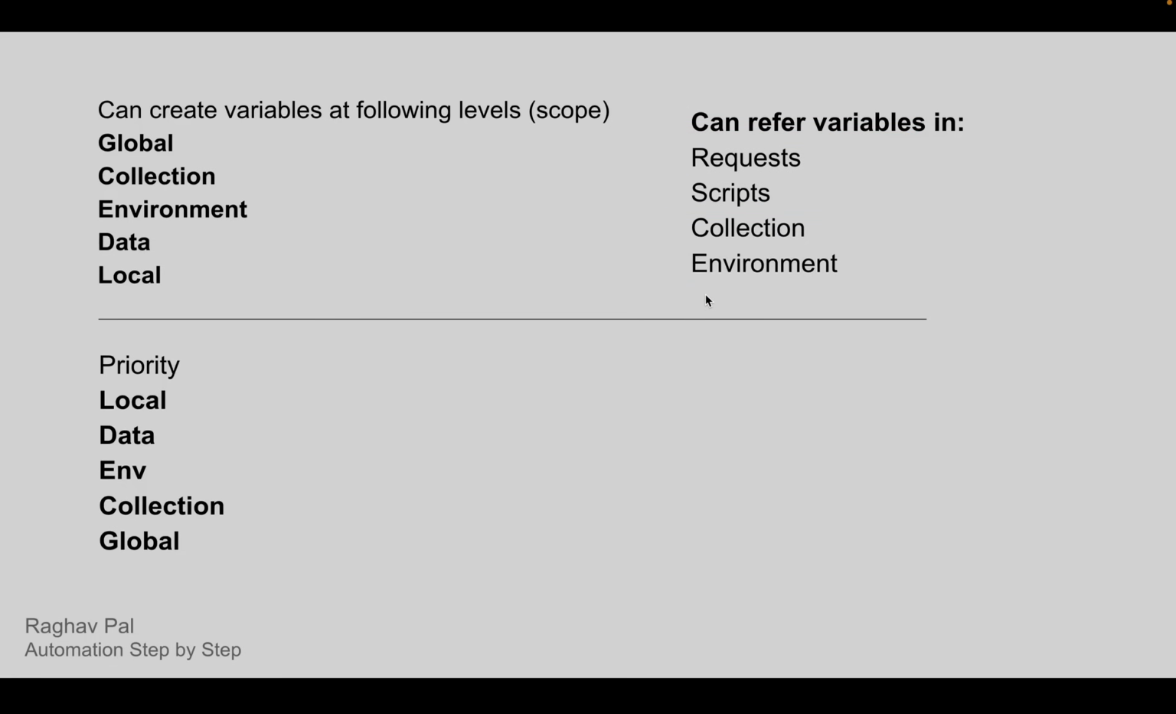And then these have priority as well. So for example, if you have variables created at different levels or scopes with the same name, let us say you have created a variable in environment by the name username, and you have also created a variable in collection by the same name username. In that case, the environment variable has higher priority than the collection variable. So I will show you this in the coming part when we set variables through scripts. So local variables or script variables have the highest priority, then data variables, then environment, then collection, and then global. Okay, so this is how the priority looks.